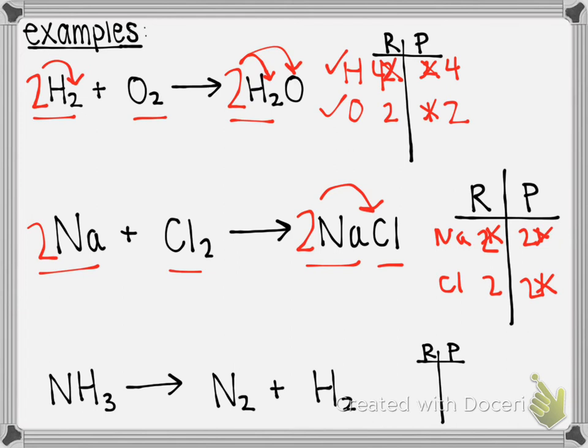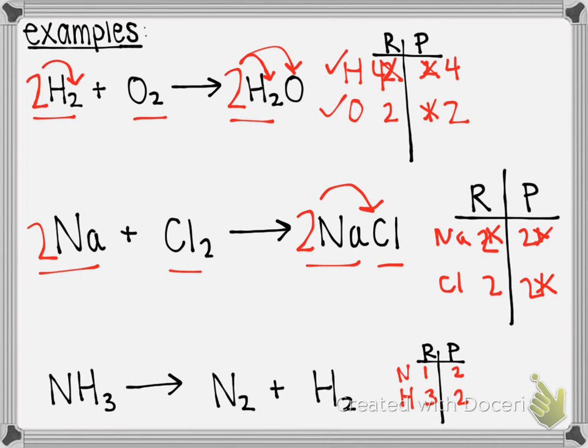Our last example, NH3 yields N2 plus H2. Again, make your T-chart on the right-hand side. You've got N and H. You have 1 N and 3 H's. And on the product side, you have 2 and 2. All right, so both of these are unbalanced.